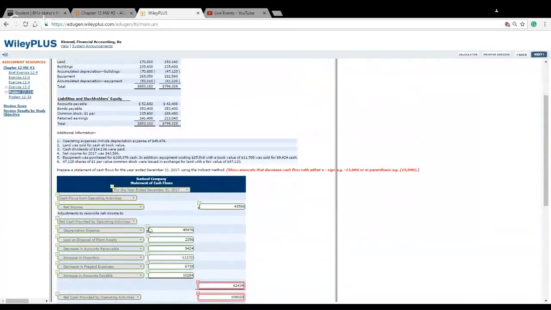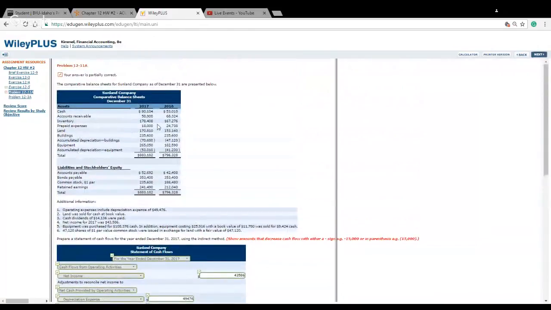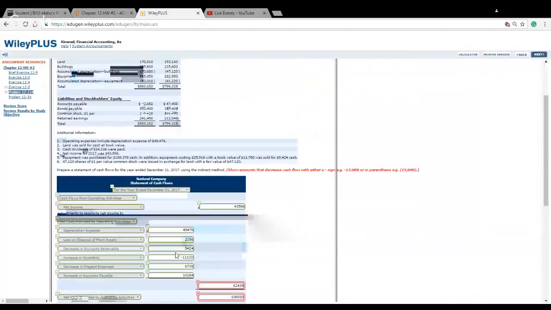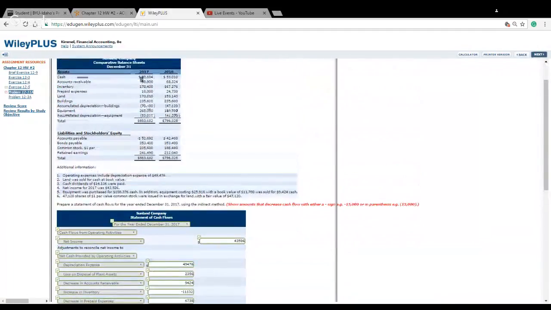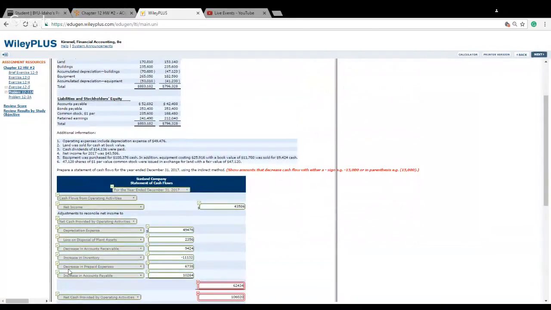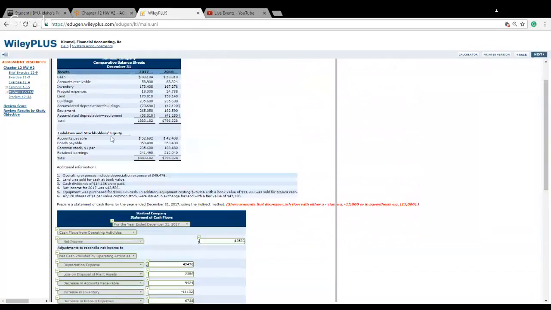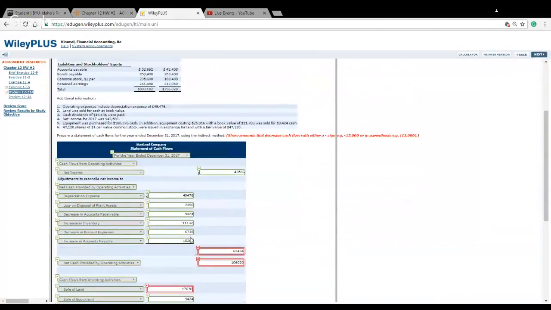The increase in inventory, for that, what I did is I went to inventory, and since it went from 167,000 to 176, the difference in that is 11,132, and it's negative. I guess it does the opposite. Since it went up, you have to put negative. Then decrease in prepaid expenses, 6,738. So you go to prepaid expenses and you see the difference. So there was a decrease. So you put that 6,738 right there. An increase in accounts payable.